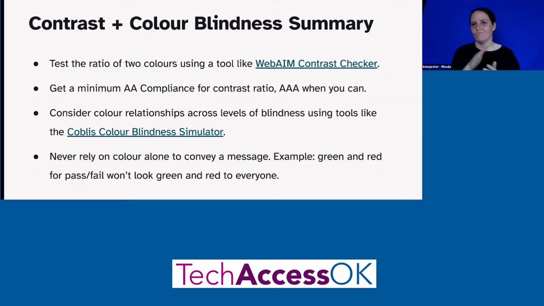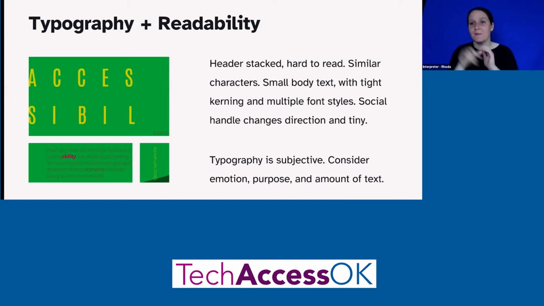Slide 11. So a summary for color contrast and blindness is that we need to test the ratio of 2 colors. You need a minimum of AA compliance, and try to use AAA when you can. Then you also want to consider the color relationships across levels of blindness. The example you saw on the previous slide is why we never rely on color alone to convey a message. Green won't always appear as green, and red won't always appear as red. So we can't use that as a pass-fail element. You would need a check mark or an X.